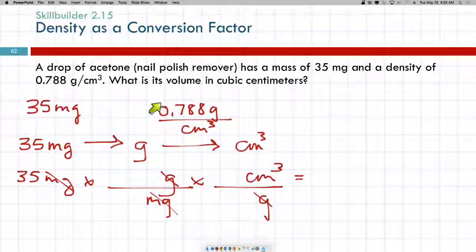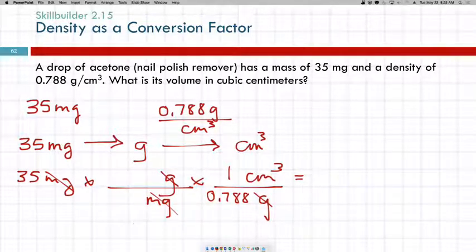Well, here the numbers are just sitting there, right? 0.788 grams per cubic centimeter. So down here where gram is, I need to write 0.788. And then if you want to, put a 1 up there, if it bothers you that there's no number. So that one's good. Now this one, you gotta be careful with this.